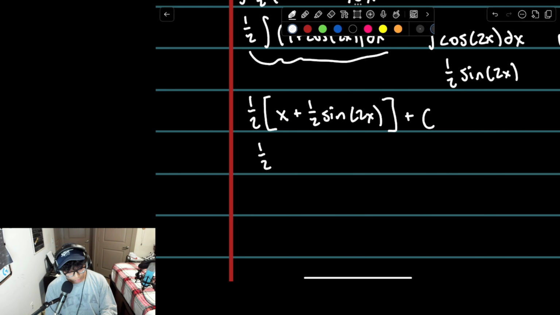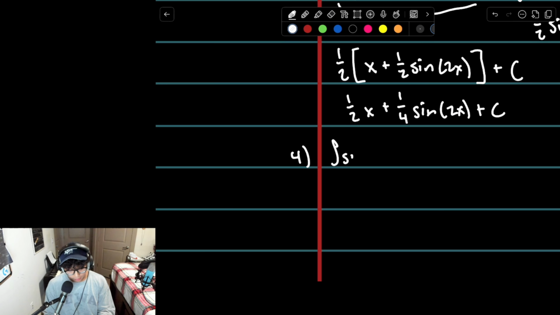And distributing all of this, we get 1/2 times x plus 1/4 sine 2x plus c. And there we go. Now, last but not least, I would like you to do this problem on your own.